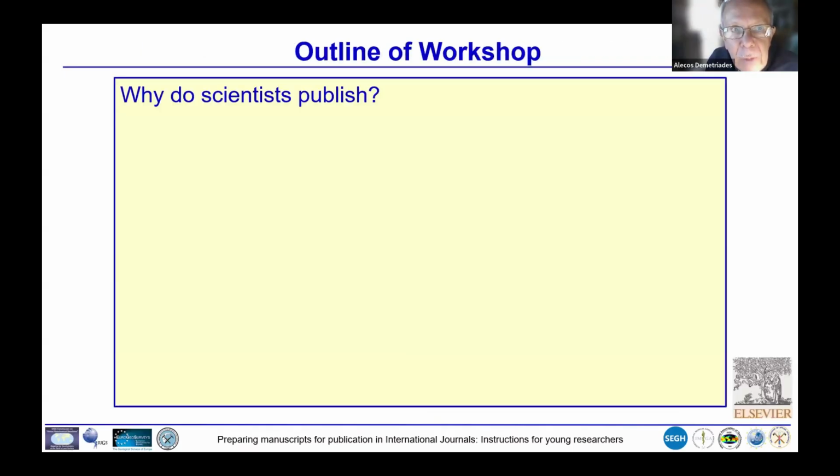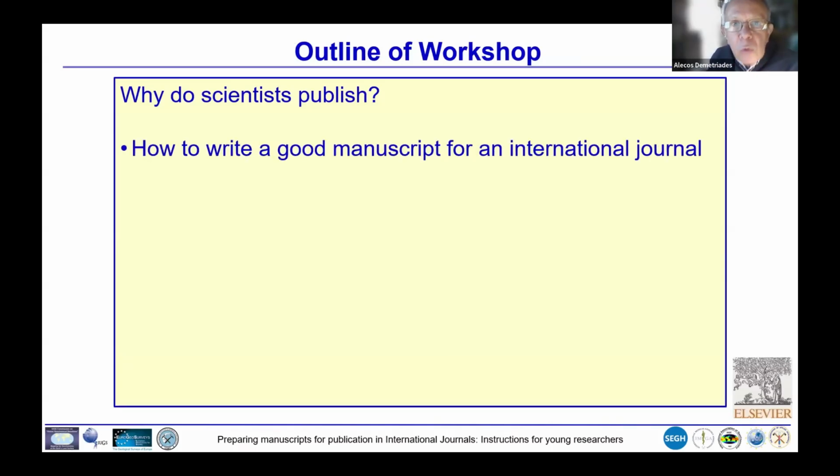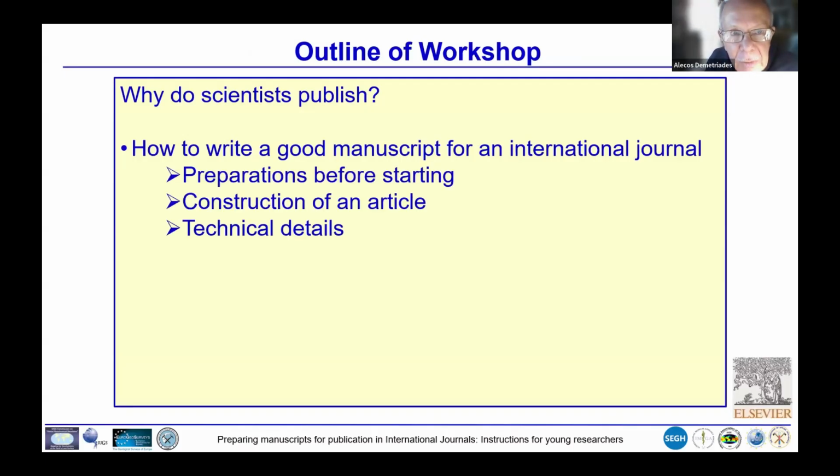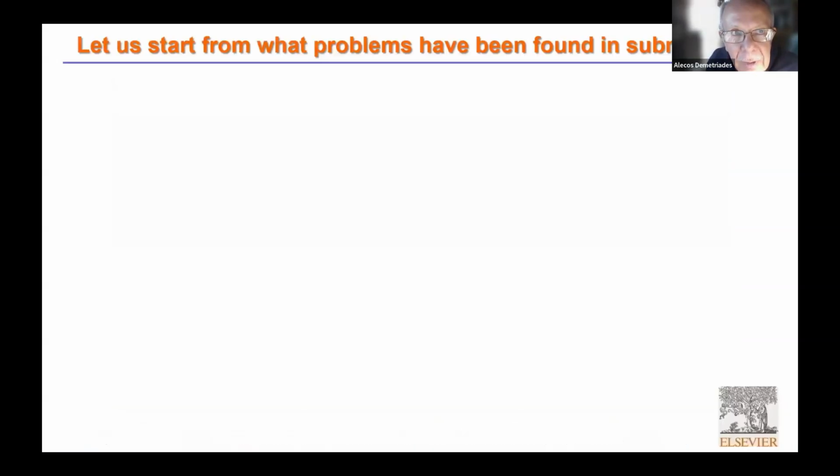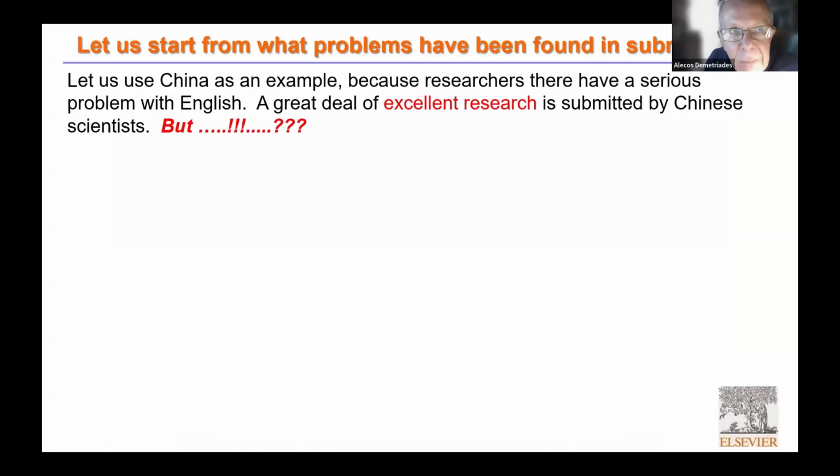Now, the outline of the workshop: why do scientists publish? How to write a good manuscript for an international journal, preparations before starting, construction of an article, technical details, revision and response to reviewers, ethical issues, conclusion, and what gets your paper accepted. Let's start from what problems have been found in the submissions.